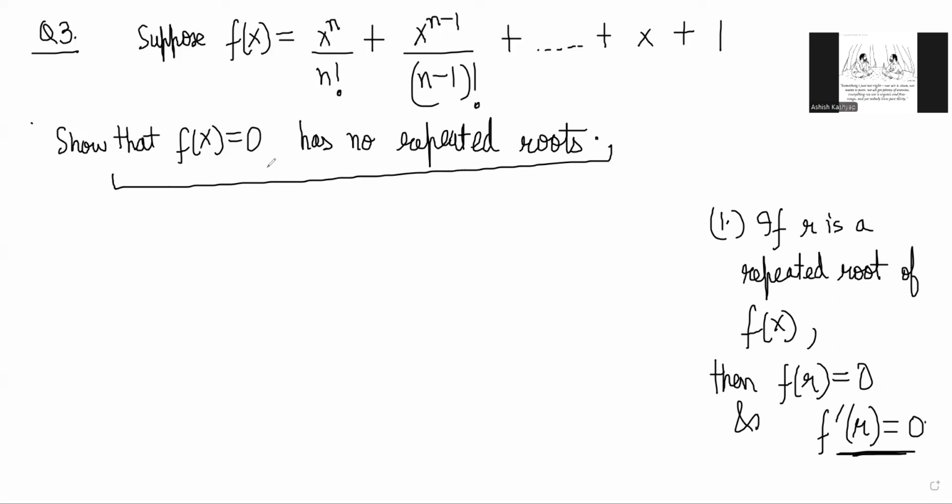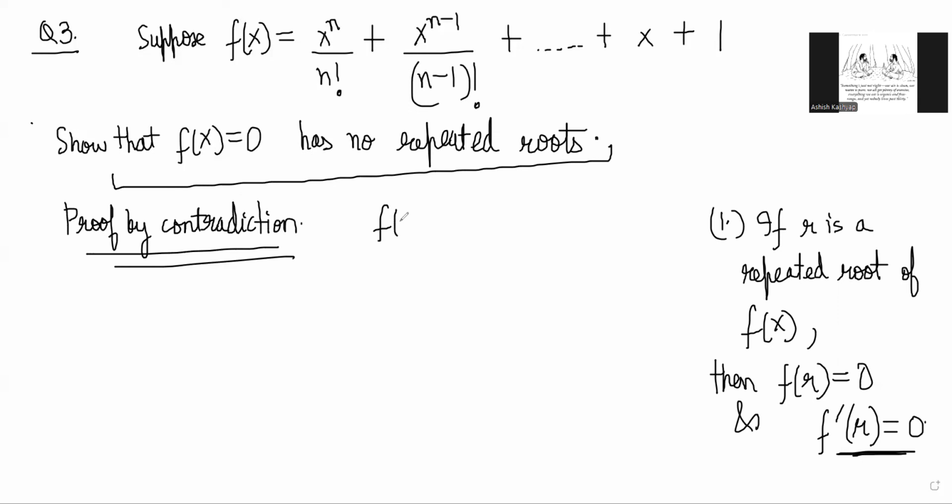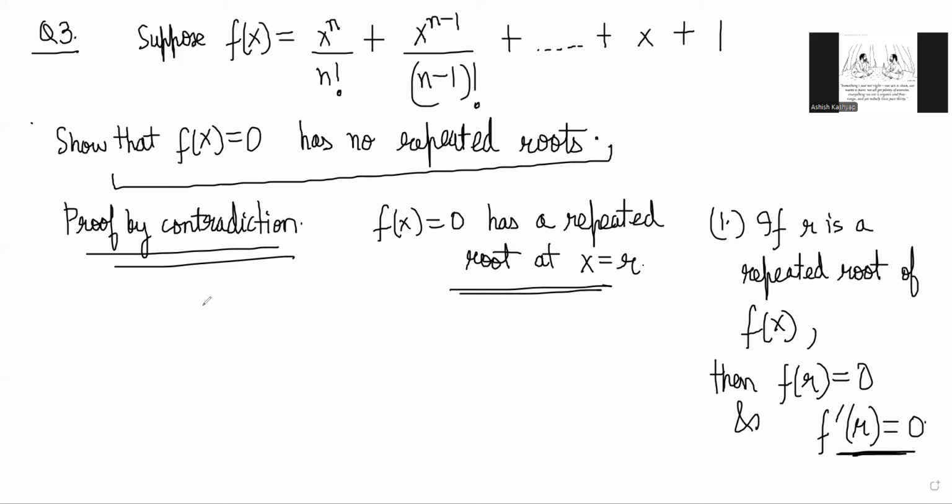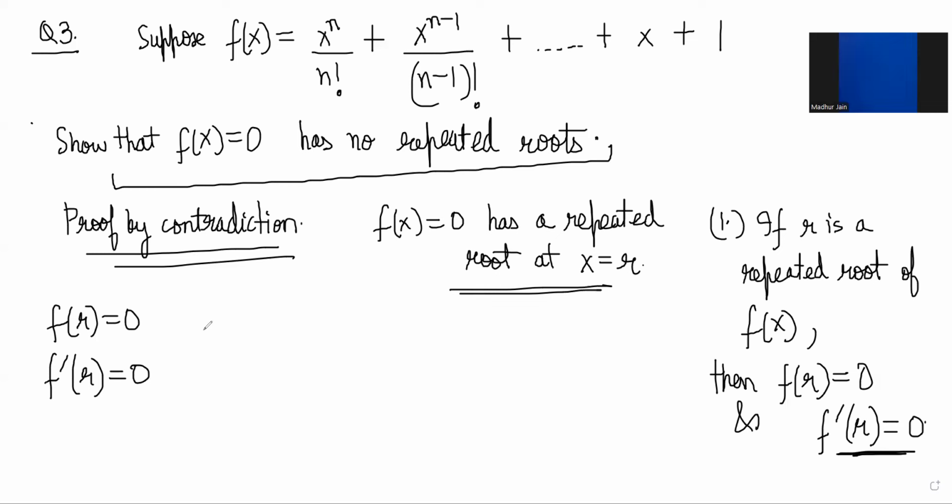The way to prove that something doesn't have a property is, usually, the best way is proof by contradiction. Assume that it has the property. So what should we assume? f of x is equal to 0 has a repeated root. Let's call it r. If it has a repeated root at r, we know that f of r is 0 and f dash r is also 0, right?